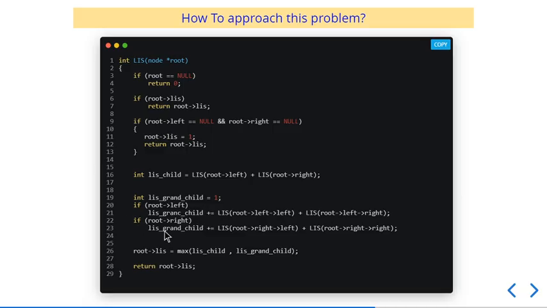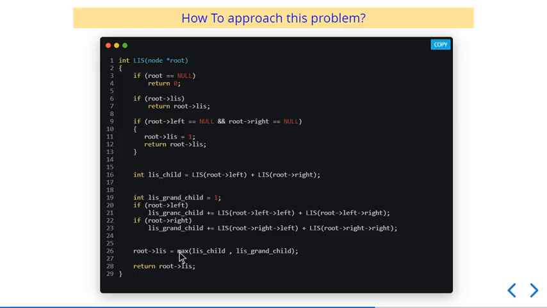And if this root has a right, that means it has a right node. If it does not have a right node, then it cannot have grandchildren. So if this root has a right, then I am including all the right grandchildren, root.right.left plus root.right.right. So these are the grandchildren. You can visualize this with the help of an example and a tree. I included all the grandchildren LIS, and I am making the recursive call on these grandchildren, and then I get the answer in the variable LIS grandchildren.